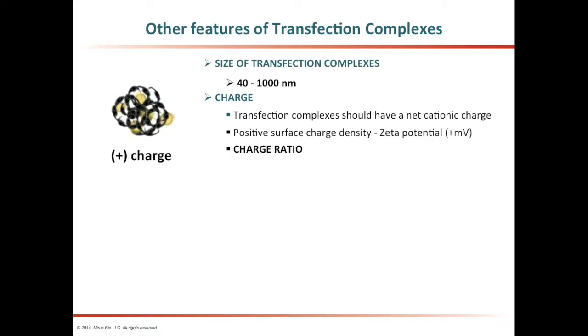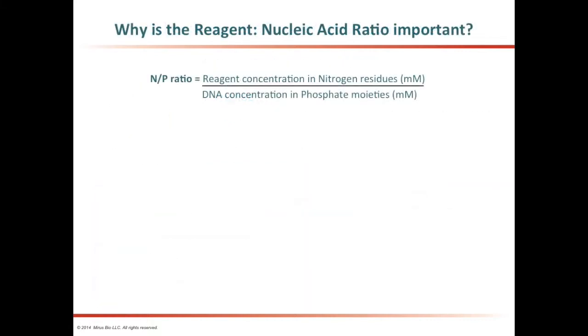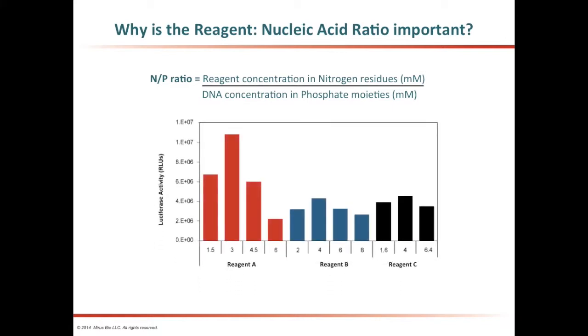Another parameter related to charge that is important to emphasize is the charge ratio of the complex. This is referred to as the N/P ratio and refers to the ratio of the positively charged amine groups on a polymer to the negatively charged phosphate groups on the nucleic acid backbone. Manufacturers of transfection reagents typically recommend testing a range of ratios of microliters of reagent to micrograms of DNA, essentially optimizing the N/P charge ratio for your experiment.